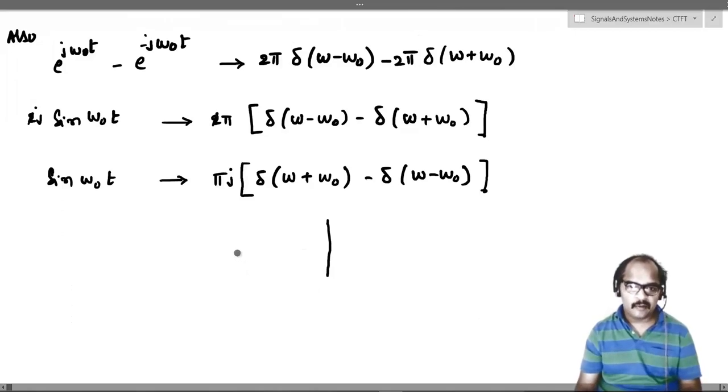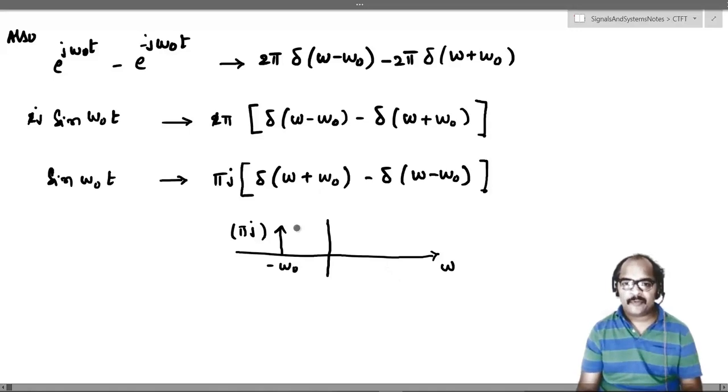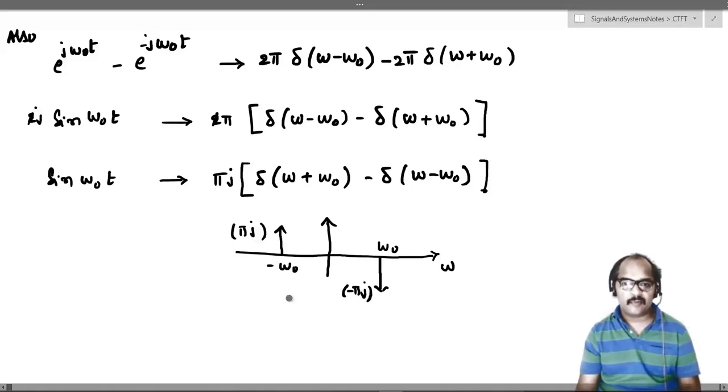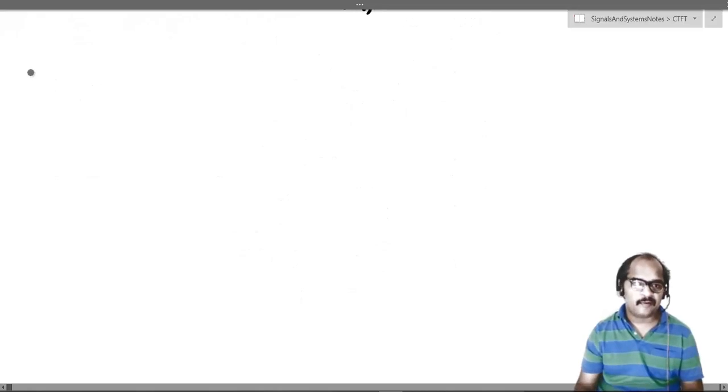I remind you again, because the function is complex, it is not strictly right to plot it, but according to engineering, that's okay. As far as engineering is concerned, that's okay for us. So what happens? You have a Dirac delta at minus omega naught, and that one's strength is pi j. And again you have a Dirac delta at plus omega naught, and its strength is minus pi j. So that would be the Fourier transform of sine omega naught t. Just for understanding, we will take a few examples.